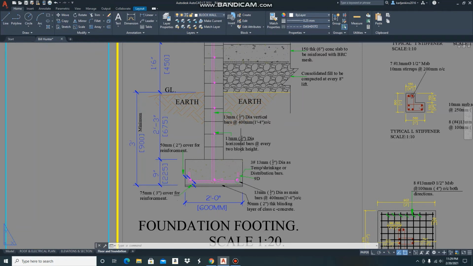And that's why many times when you look at a typical wall footing detail, you will see the width is 1 foot 6 inches. Because how they get that 1 foot 6 inches, they multiply the thickness of the wall, which is 6 inches, by 3, and they get that 1 foot 6 inches, which is 18 inches.